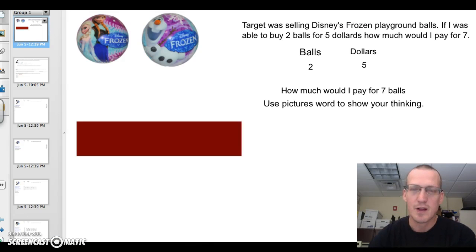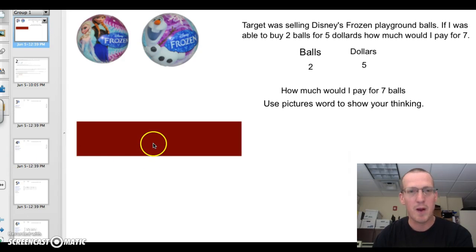So here's our first question. Okay, Target was selling Disney Frozen Playground balls. If we buy 2 balls for $5, sorry about the typo up there, 2 balls for $5, how much would I pay for 7? If you want to pause it for a couple seconds and do the rest of the problems on that page also, that would be great.